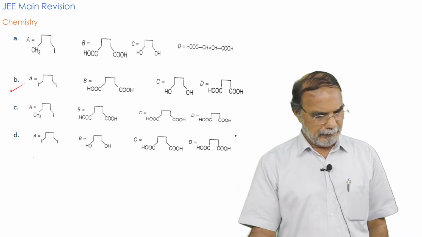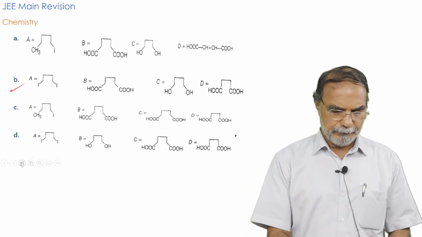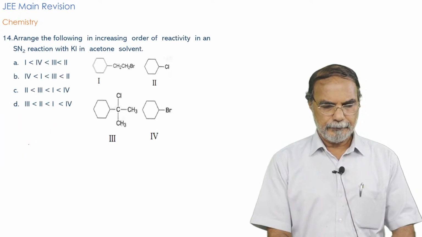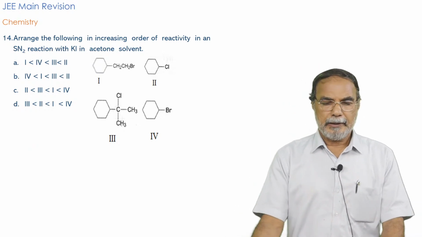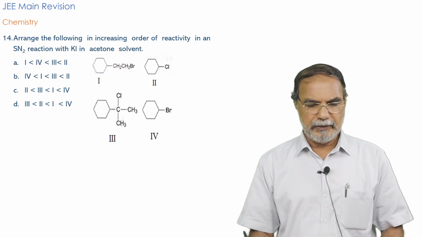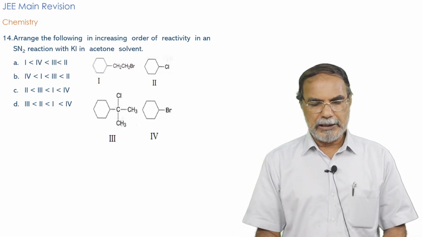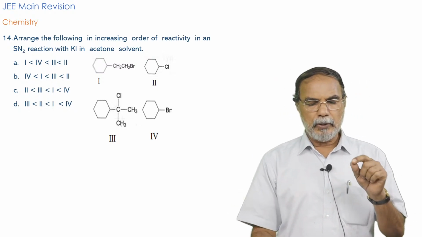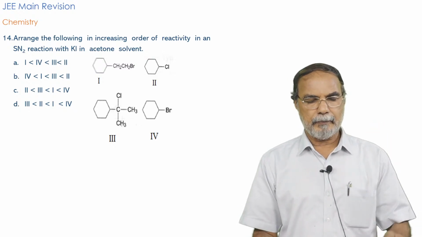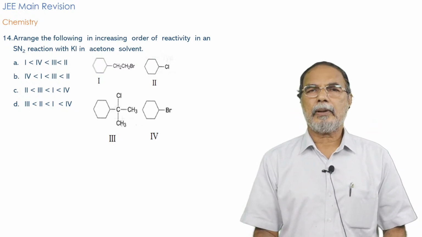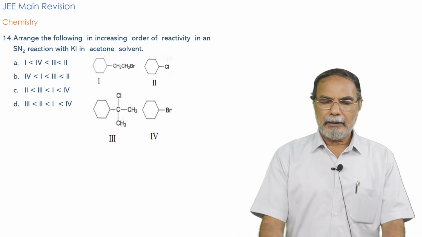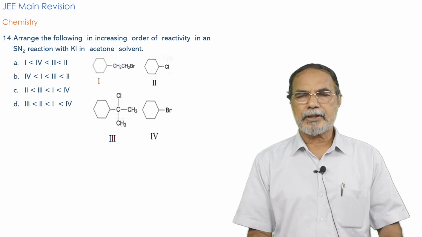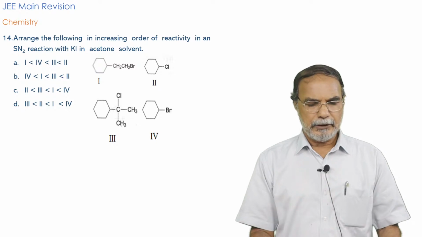Welcome back. Let us come to the next question. Question number 14. Arrange the following compounds in increasing order of reactivity in an Sn2 reaction with potassium iodide in acetone solvent. This is a reaction which is usually known after a person's name. In the chemistry of alkyl halides or haloalkanes, you have some name reactions of importance: the Hans-Decker reaction, the Swart reaction, and the Finkelstein reaction.